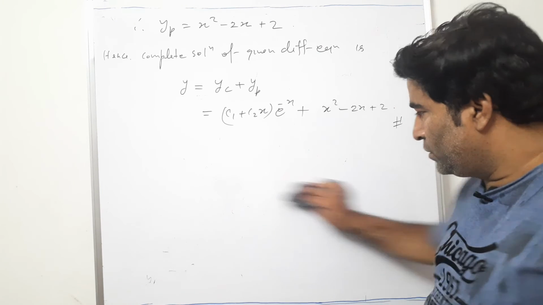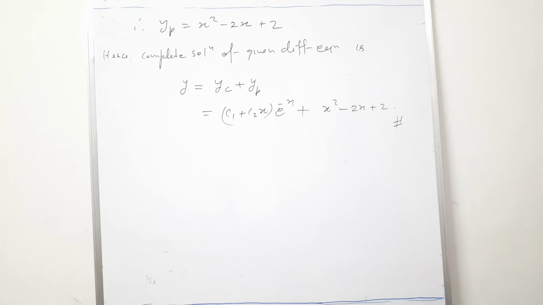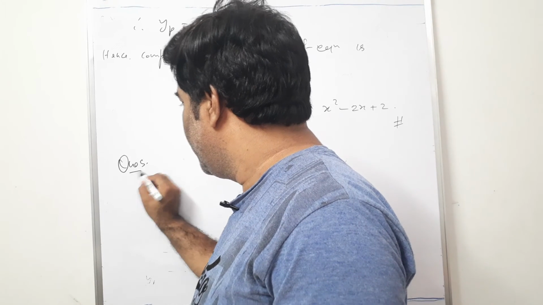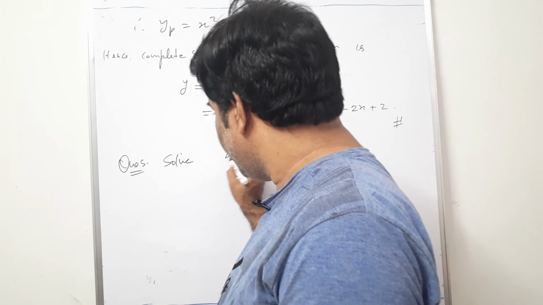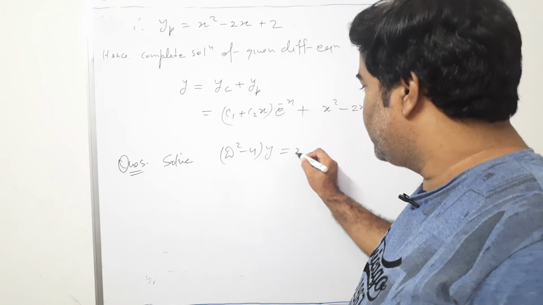Next question on this method. Solve the differential equation (D² − 4)y = x².